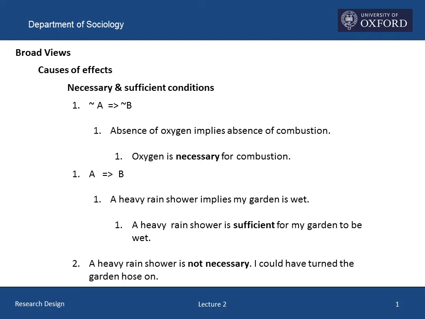However, there are plenty of situations where oxygen is present, but we do not observe combustion. Therefore, oxygen is not sufficient for combustion. A heavy rain shower will always make my garden wet. Therefore, a heavy rain shower is sufficient to make my garden wet. It is, however, not a necessary condition for my garden to be wet. On a sunny day, I might also turn on my garden hose, and that will also have the effect of making my garden wet.